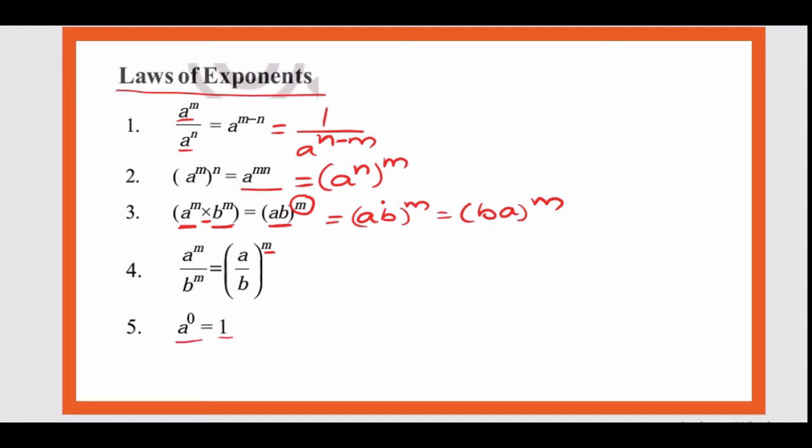Next, a power 0 is equal to 1. So a power 0 is equal to 1. This is a special case which is obtained from law number 1. By using these 5 laws, we are going to solve each and every problem, right?